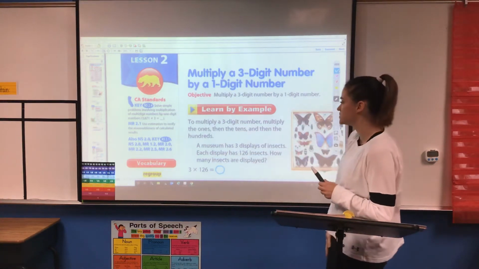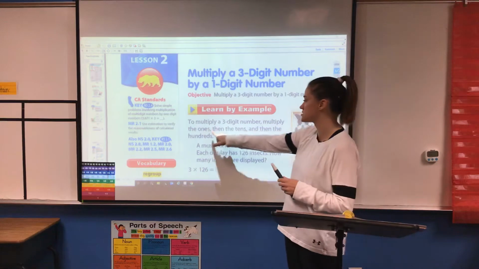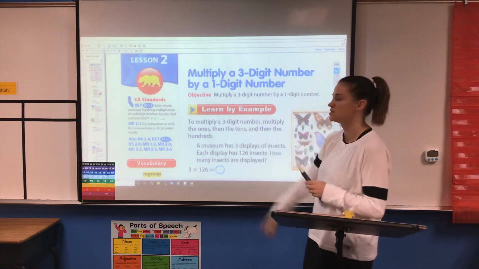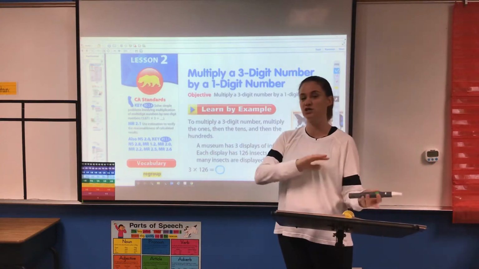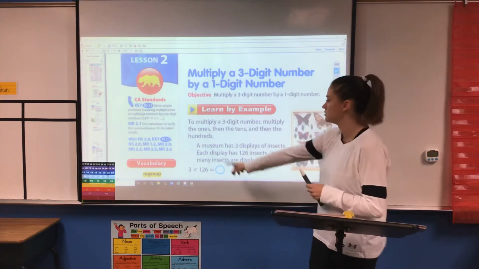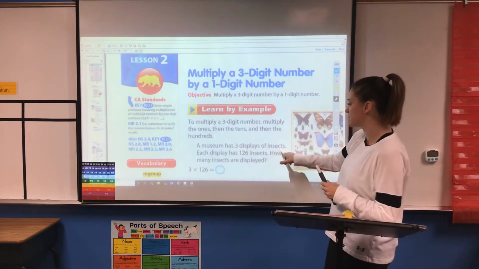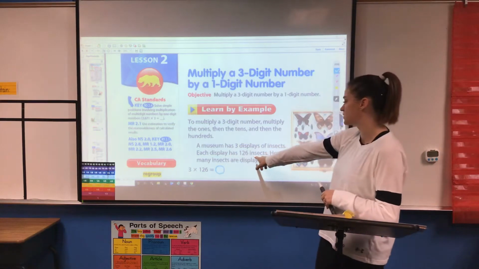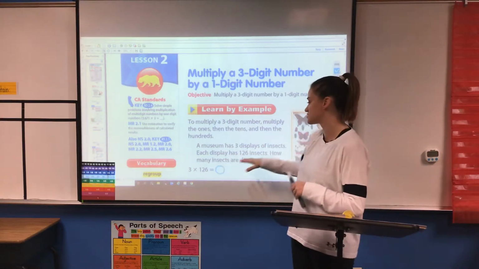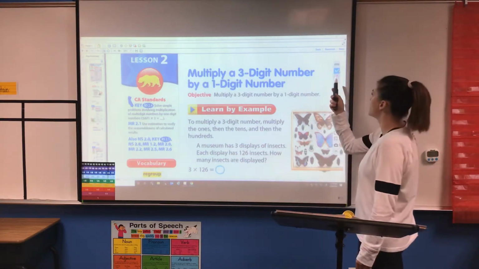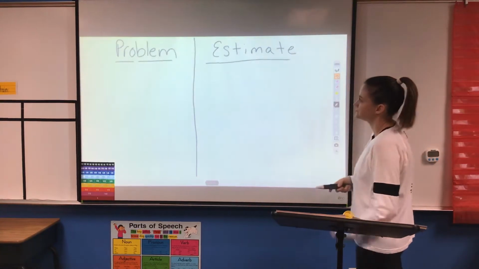To multiply a 3-digit number, multiply the ones, then the tens, and then the hundreds. This is what we talked about yesterday, making sure you're going from right to left. A museum has 3 displays of insects. Each display has 126 insects. How many insects are displayed? So we're going to go ahead and work this problem together.